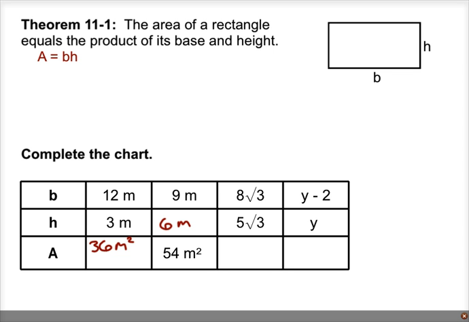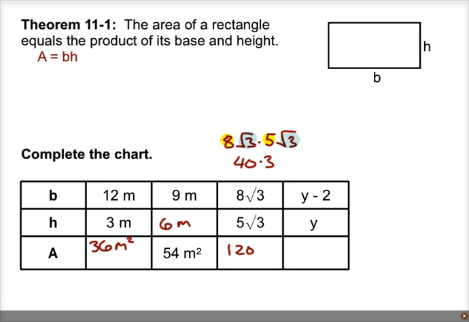The next one, 8 square root of 3 times 5 square root of 3, and I want to find the area. Well, I know the area is going to be 8 square roots of 3 times 5 square roots of 3. I think of doing this in parts. So I multiply the 8 and the 5 together, and that's going to give me 40. Then I multiply the square root of 3 times the square root of 3, which is going to give me a 3. So the final answer is going to be 40 times 3, which is 120.